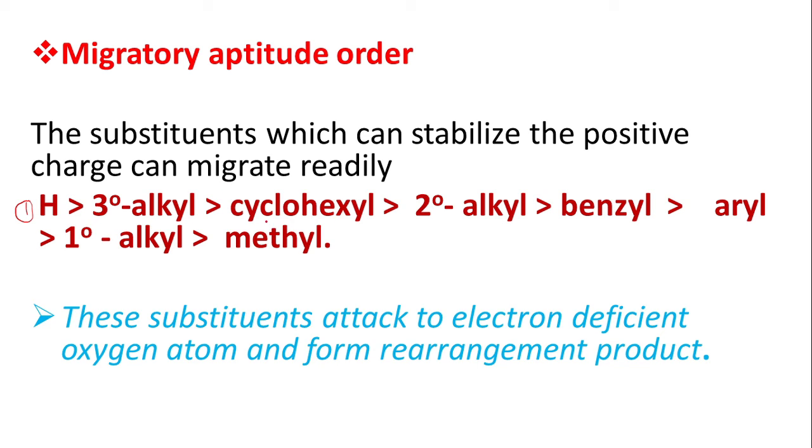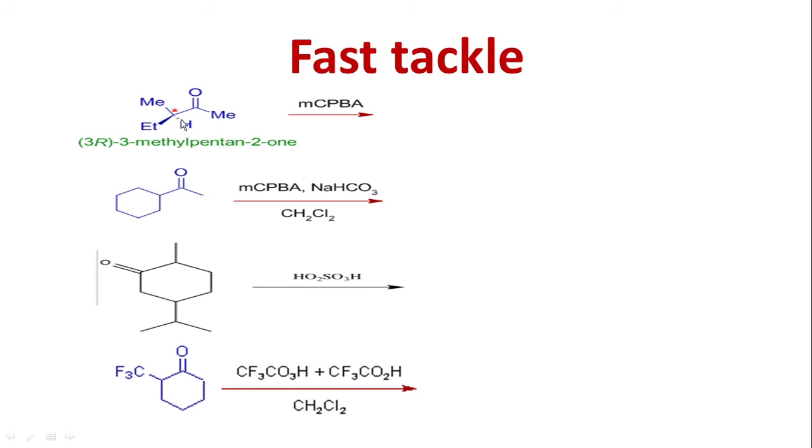Next is the cyclohexyl, next is secondary alkyl, next is benzyl, next aryl, next is primary alkyl, and last is the methyl group. Okay, so these substituents mainly attack the electron deficient oxygen atom and form the rearrangement product. So this is a question for you.